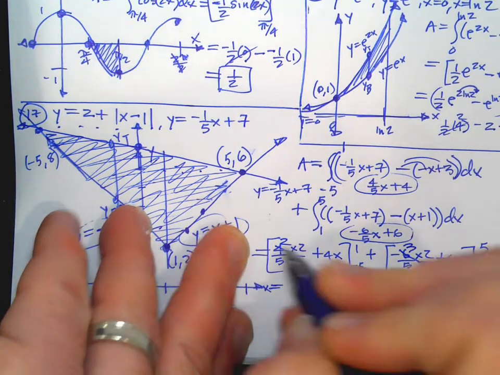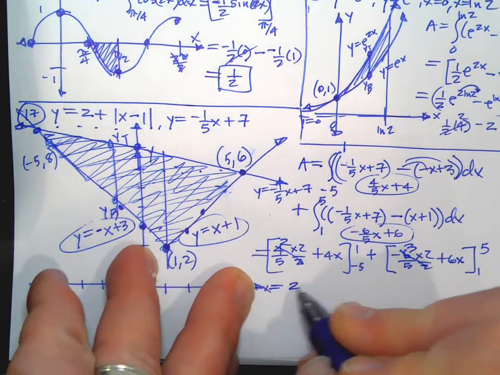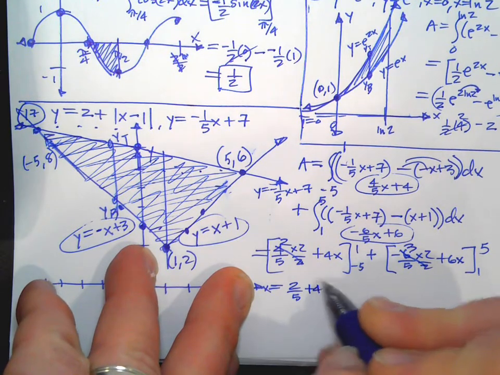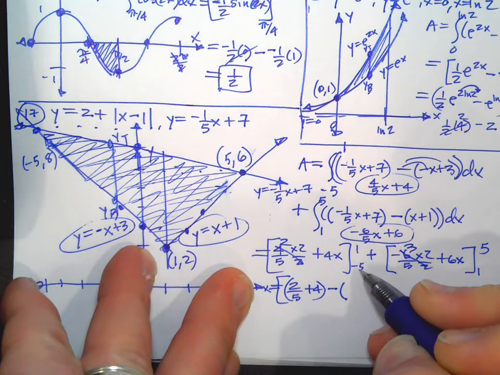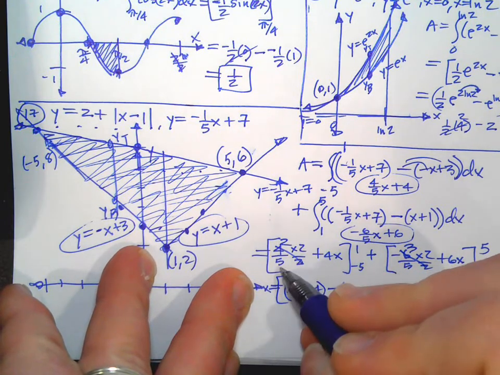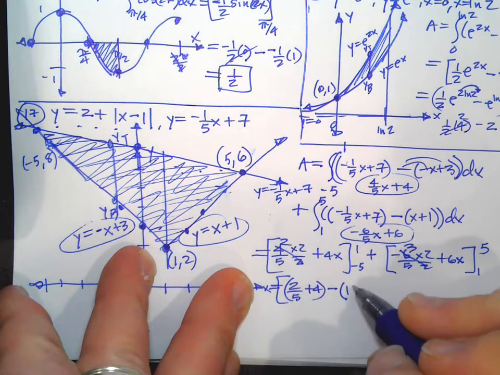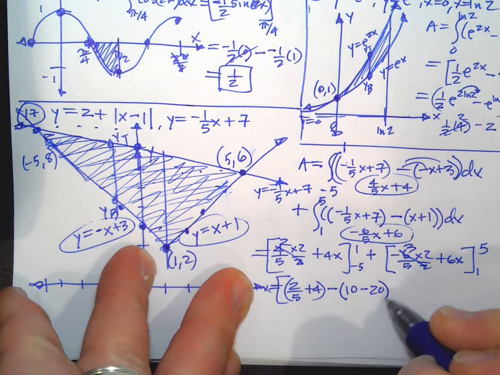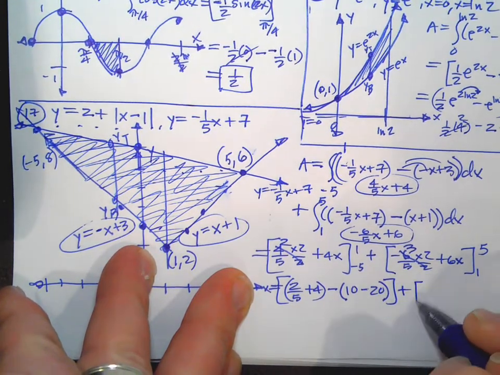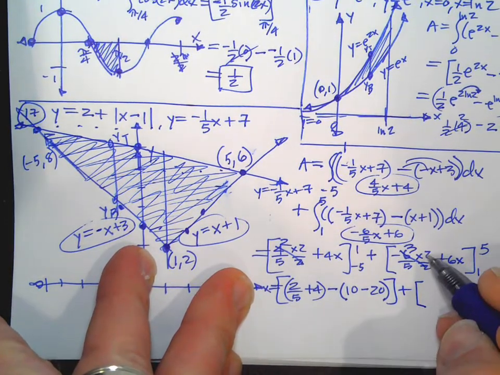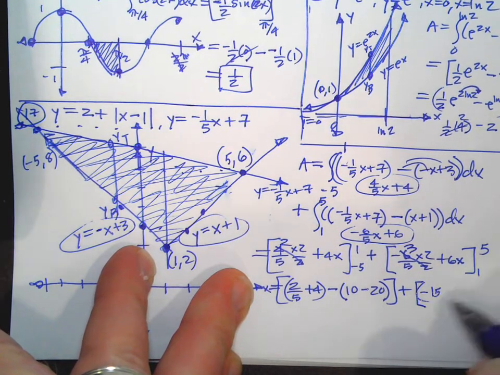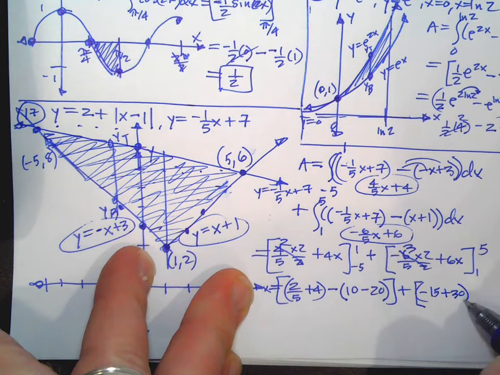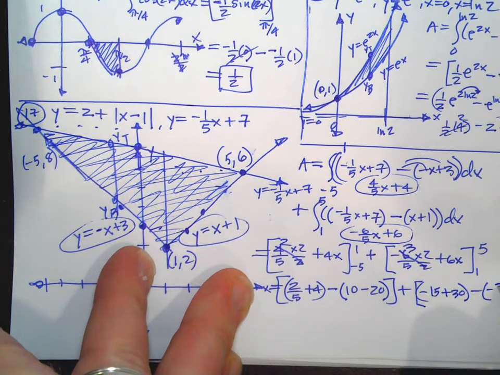So then we plug 1 in, and we get 2/5 plus 4. And then we plug negative 5 in, and we get positive 25 over 5 is 5 times 2 is 10 minus 20. Wow, little numbers here. Plug 5 in here, get 25 over 5 is 5. It's going to be negative 15 plus 30. And then we plug 1 in, and we get negative 3/5 plus 6.